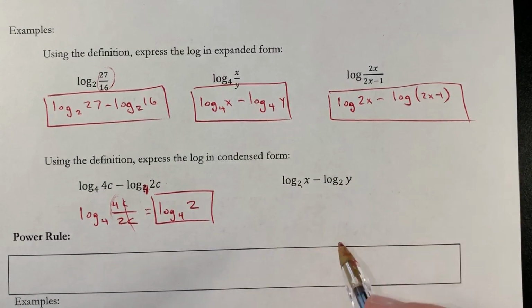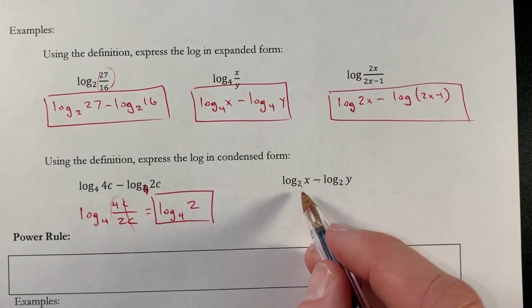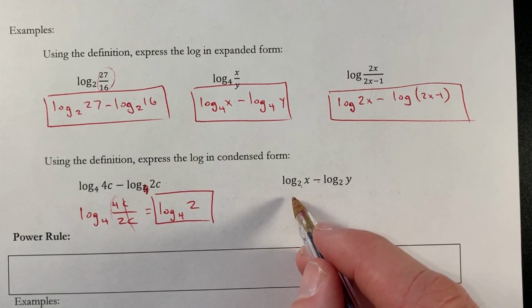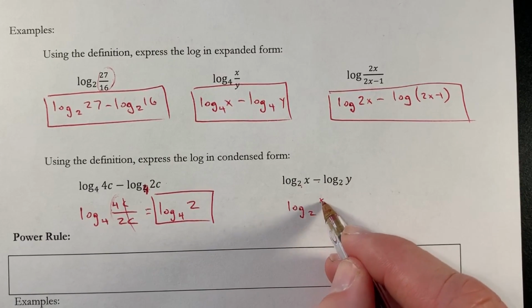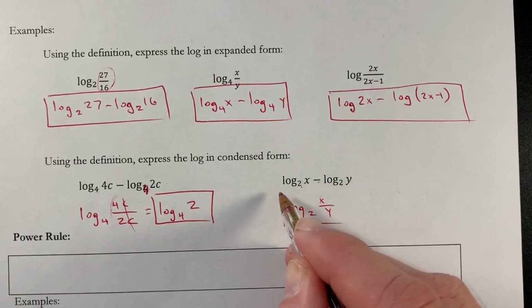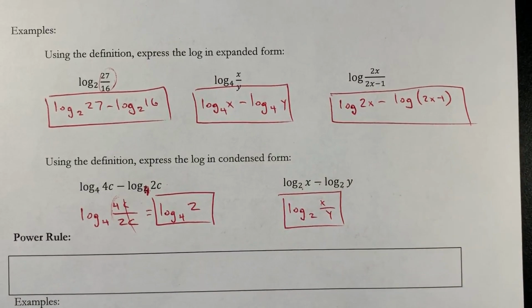And then the last one, we have the same base and subtraction, which means we're going to divide the arguments. So that's log base 2 of x over y.